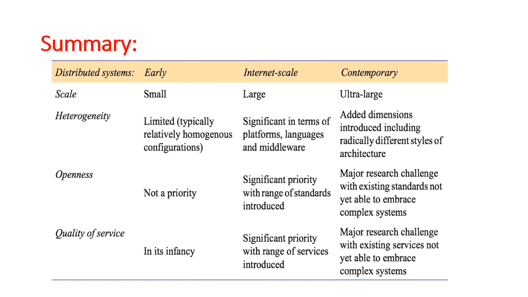The fourth one is quality of service. Again, it was in the infancy stage in the early distributed system, whereas in the internet scale, significant priority came with a range of services introduced. And still, this is also a research challenge with regards to contemporary distributed systems.